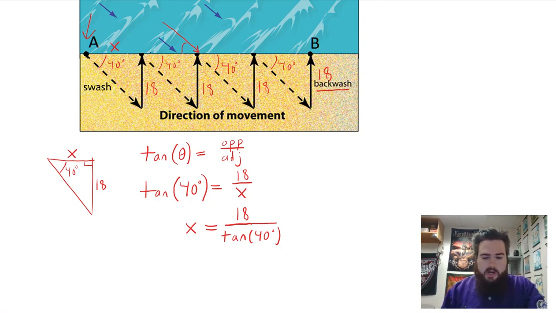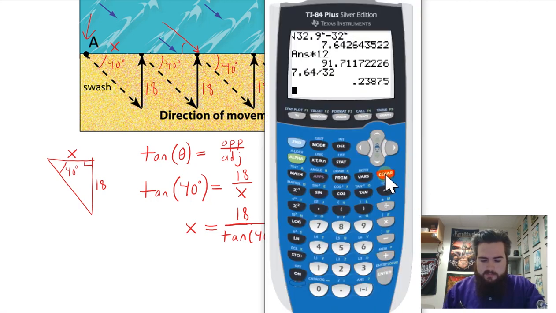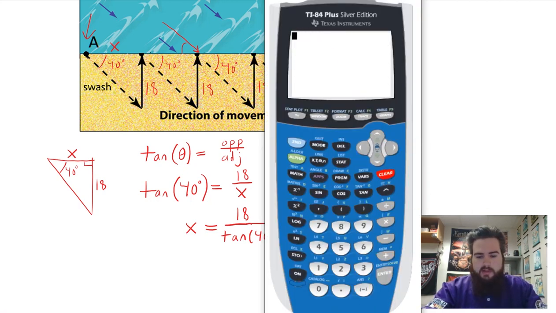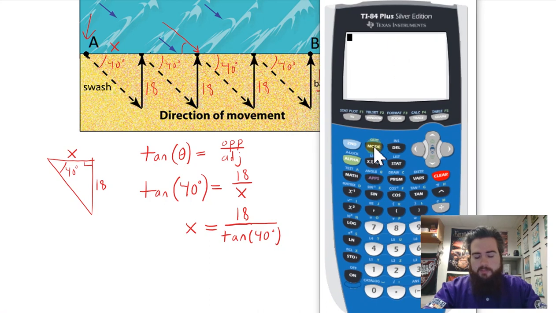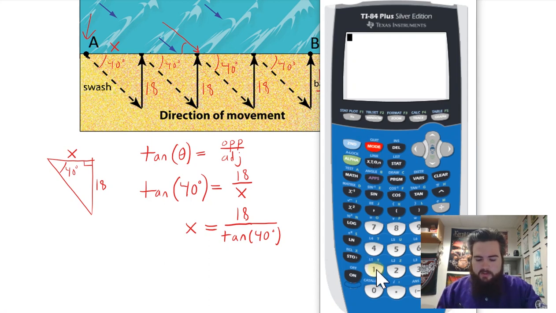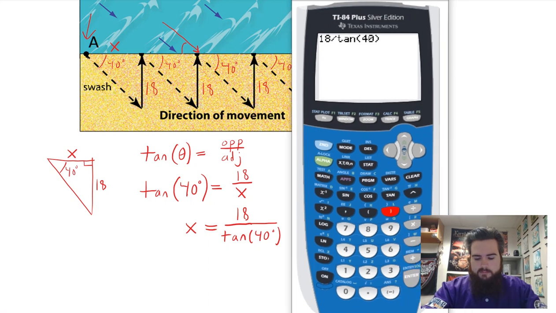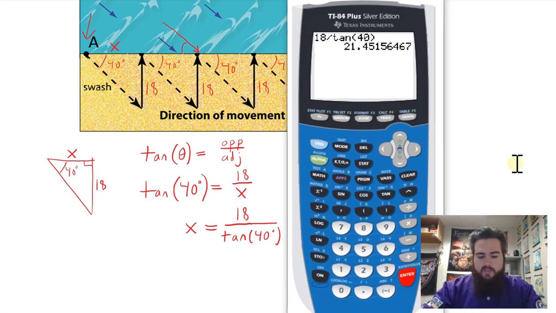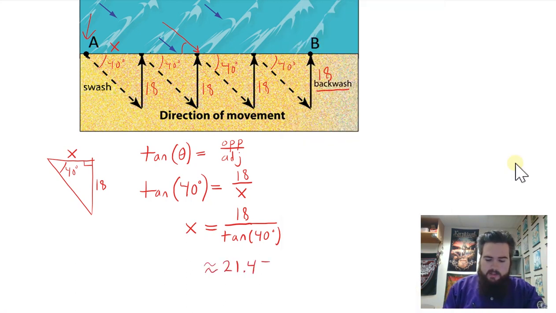Now that we would need to approximate using a calculator. So make sure that you are in the appropriate mode here. We are in degree mode. And then we would solve this as 18 divided by tangent of 40 degrees. That gives us approximately 21.45, which would also be in feet.